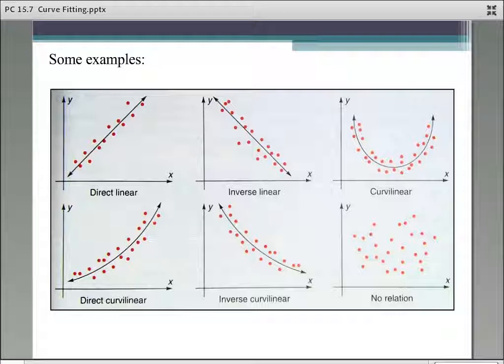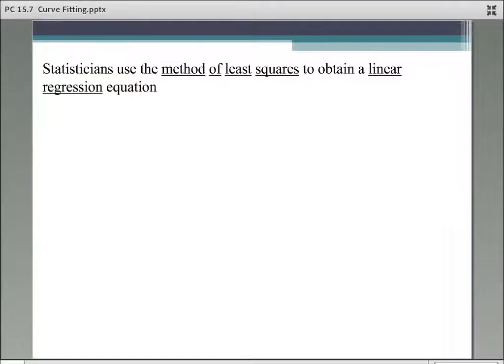Second row in the middle, inverse curvilinear, because as x is increasing, your y is decreasing, but it's not like a straight line. It still is kind of curvy. And then the last one in the bottom corner, there's absolutely no relationship between those points. You notice that they are dotted all over the place. So that was just an overview.